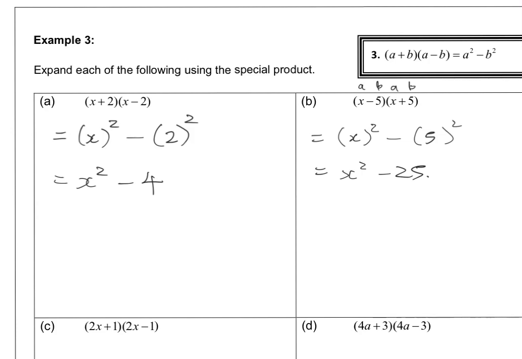Okay, we call this the difference of two squares. In case you come across this term next time. Okay, something squared minus something squared, it means the difference of two squares. Okay, so try the rest.